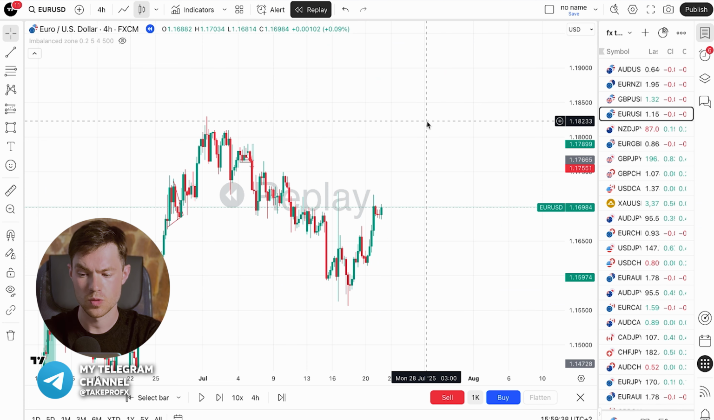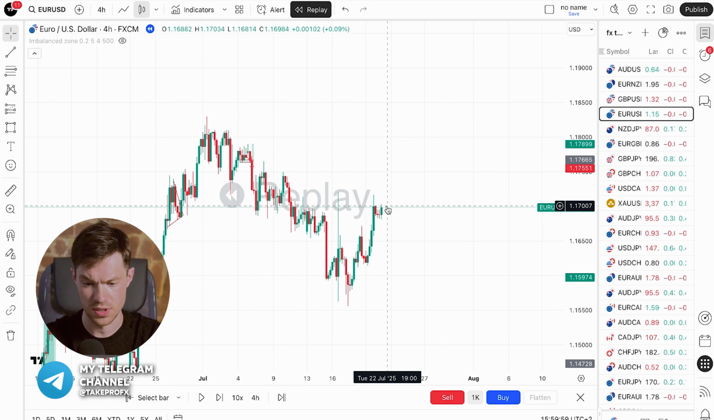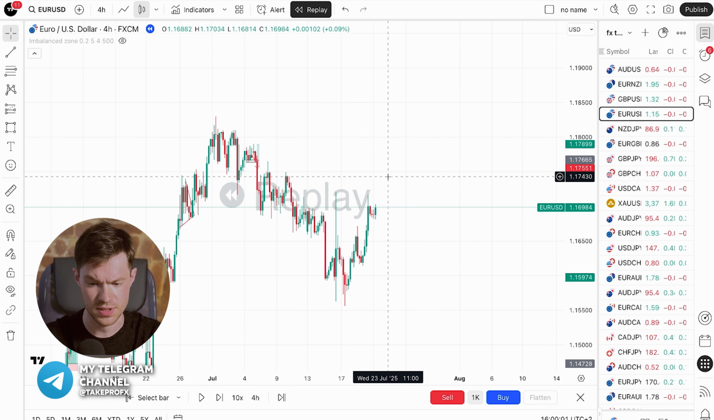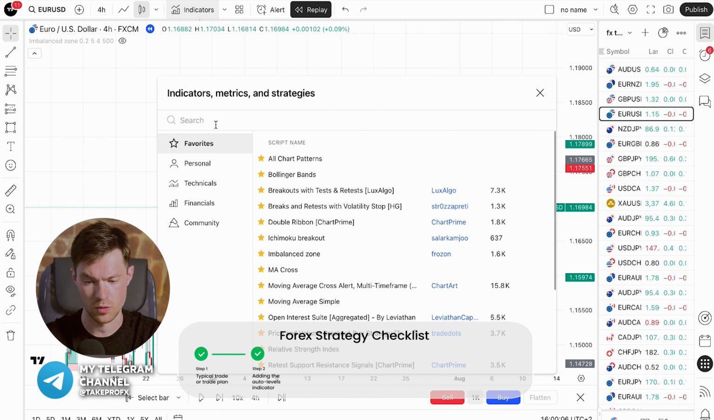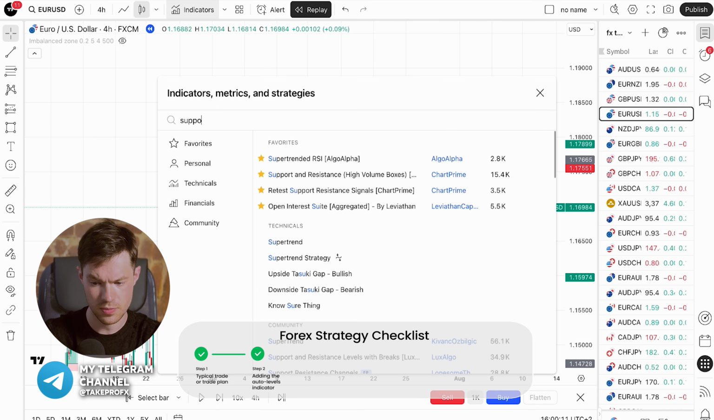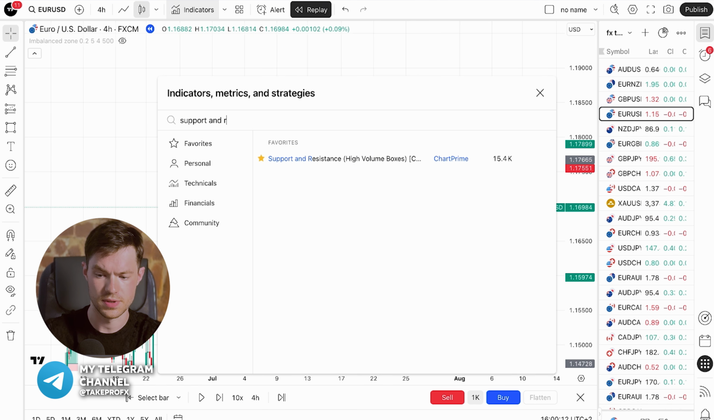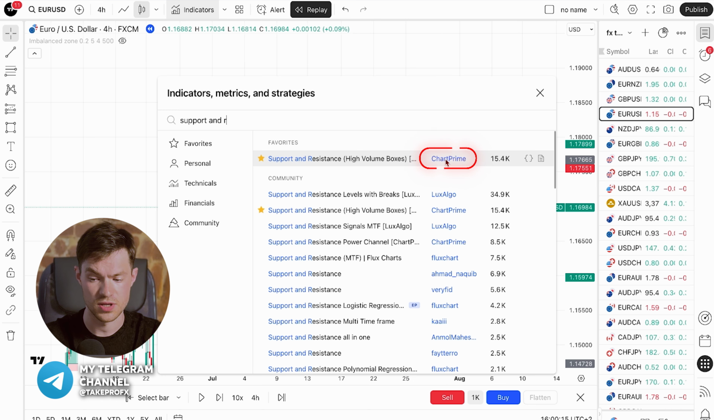So let's move on to one of the first points of our checklist. It is opening a position with a sniper entry point. The first thing we need to do is to identify the zones of interest, and the support and resistance indicator will help us with this. On the TradingView platform, you go to the indicator panel and write the name, support and resistance. This indicator is from the ChartPrime author.